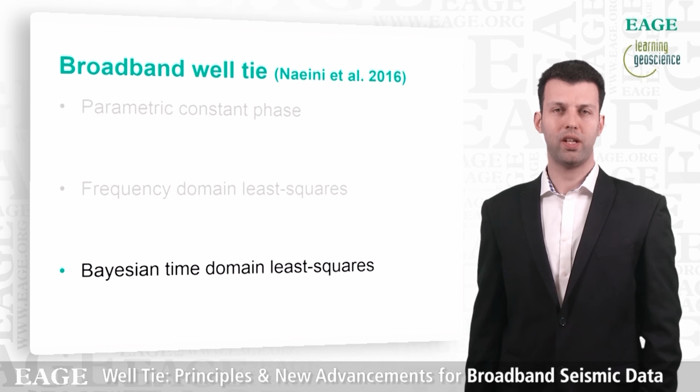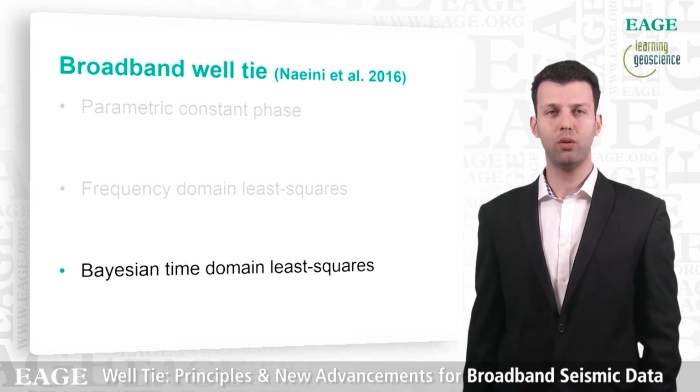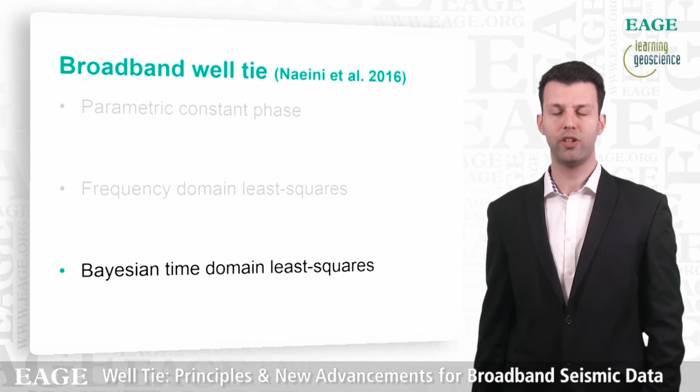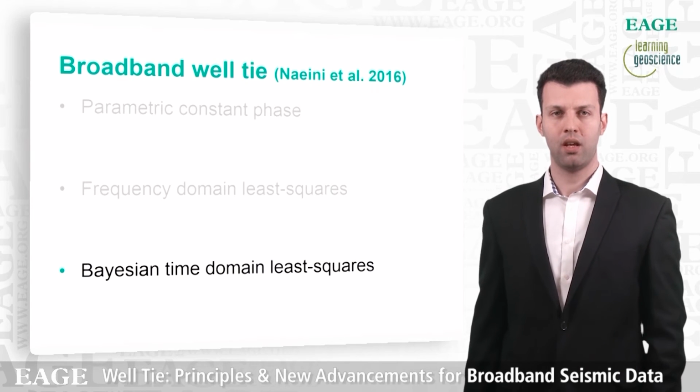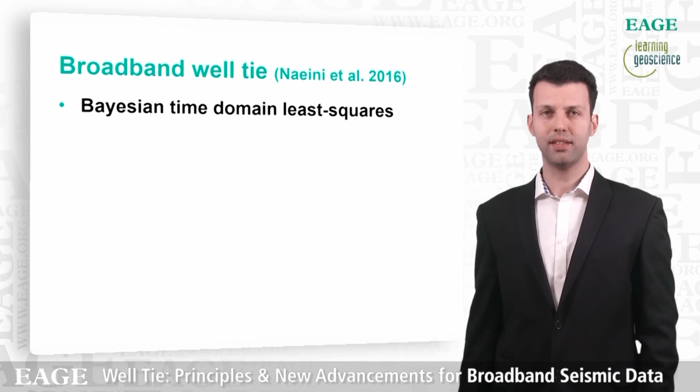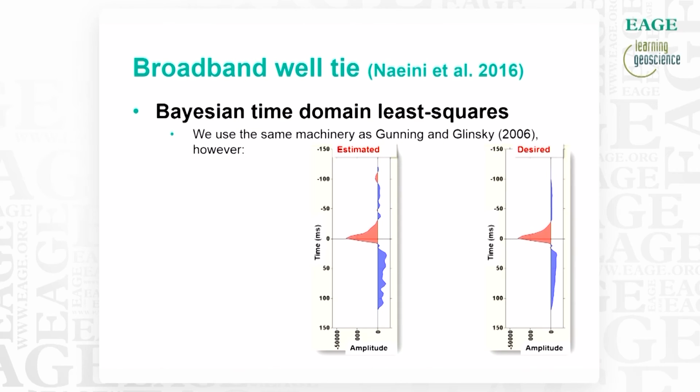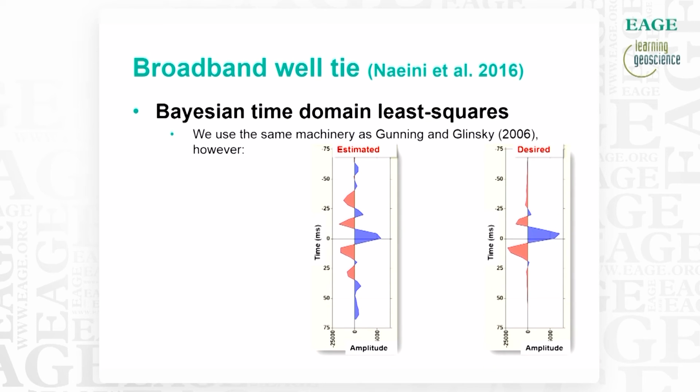Finally, Bayesian time domain least squares. Parametric constant phase and frequency domain least squares are very much frequency domain methods. Bayesian time domain least squares, as it says, is a time domain method. However, it's often prone to noise. Originally, it was proposed by Gunning and Glinsky in 2006. You see the estimated wavelet on the left and what we desire to see in broadband seismic data on the right, with those smooth and long tails. We may have some worst case scenarios where again the estimated wavelet is on the left and the desired wavelet is on the right.